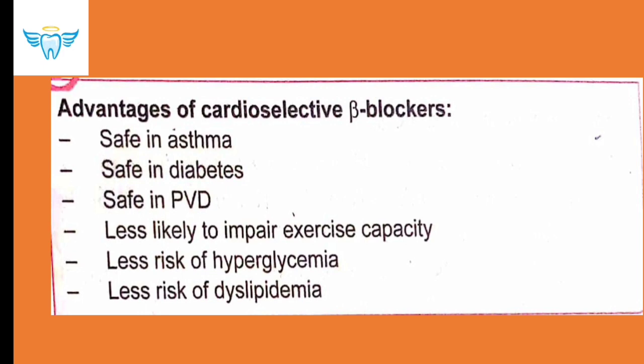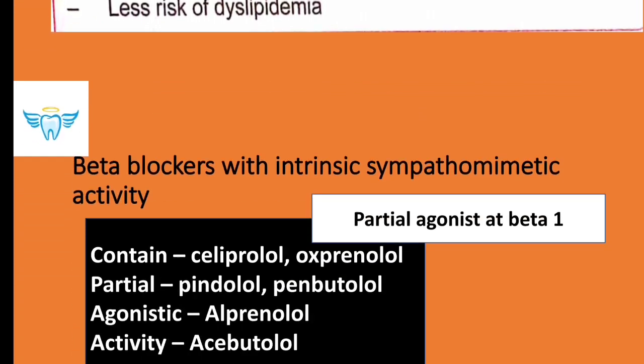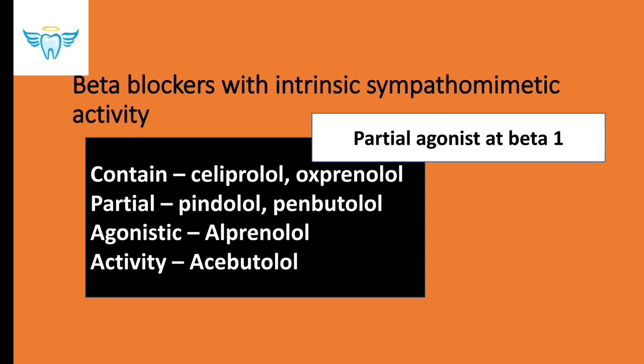Now the advantages of cardioselective beta blockers, which is our second generation beta blocker: it is safe in asthma, it is safe in diabetes, it is safe in peripheral vascular diseases, it is less likely to impair exercise capacity, okay, because of its no effect on beta 2 receptors, and it has less risk of hyperglycemia and less risk of dyslipidemia also.